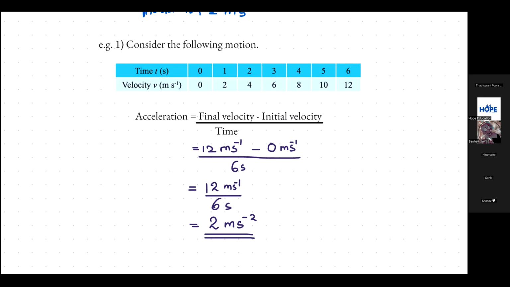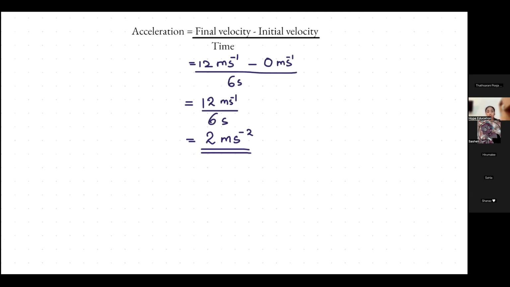Done, everybody? Okay, let's move on to the next part. Number 2, we will check another motion. Consider the following motion. Let's write another one. I'm going to teach you something interesting here.